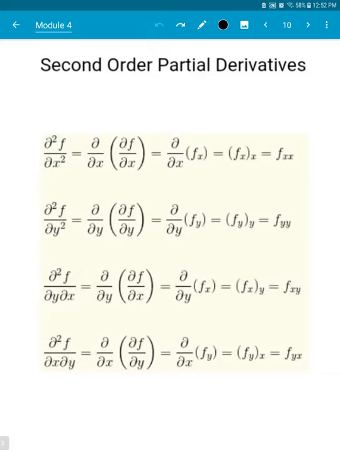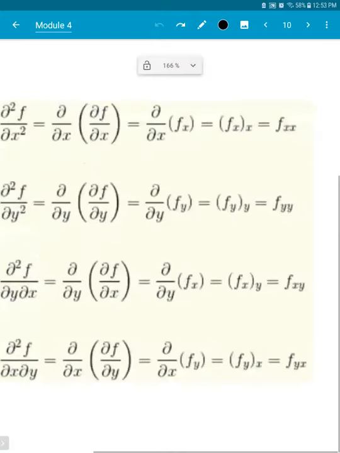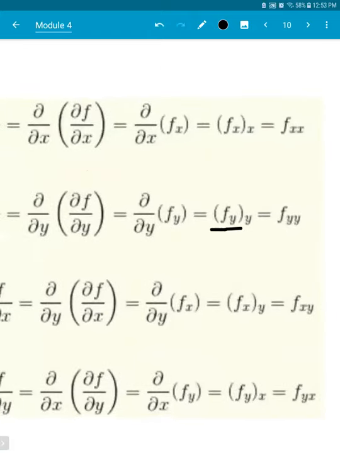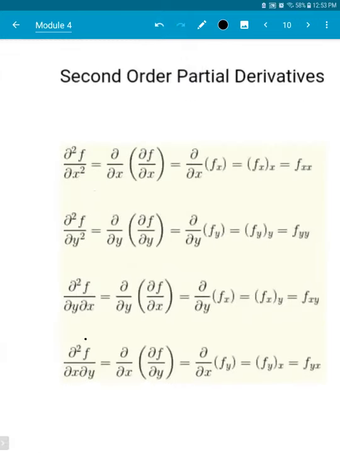Similarly, we have f sub yy as the derivative with respect to y of the derivative of f with respect to y. So you differentiate f partially with respect to y, twice. And this is the other notation for that.